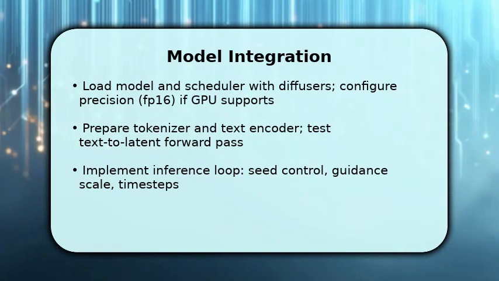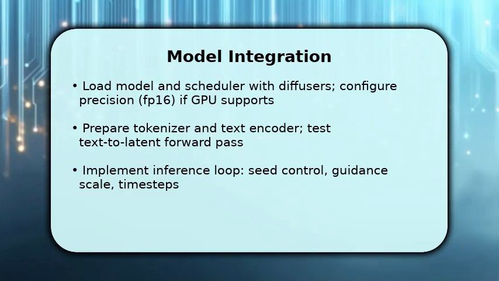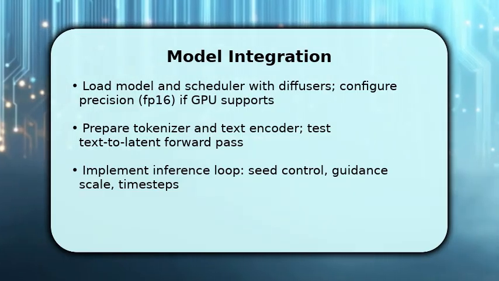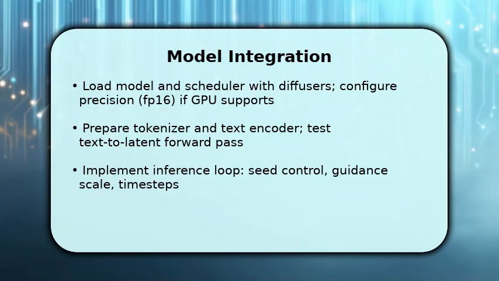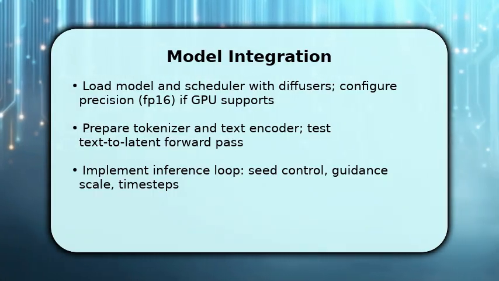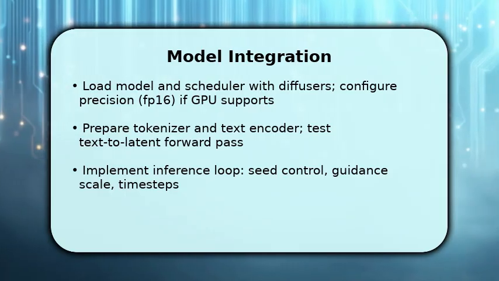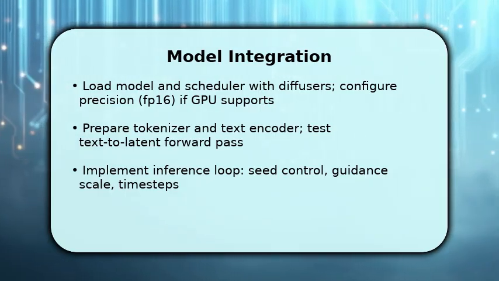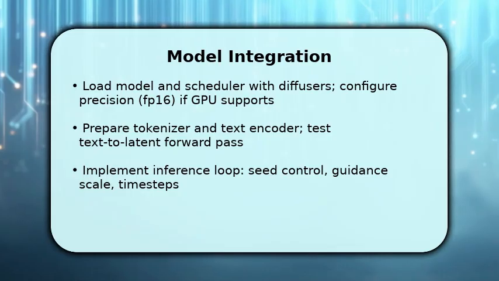Now integrate model components and wire the text path to image latents. Load the UNet, scheduler, VAE, and text encoder via diffusers. Use FP16 to save memory if supported. Tokenize prompts and run the text encoder to get embeddings, then condition the UNet during the denoising loop.